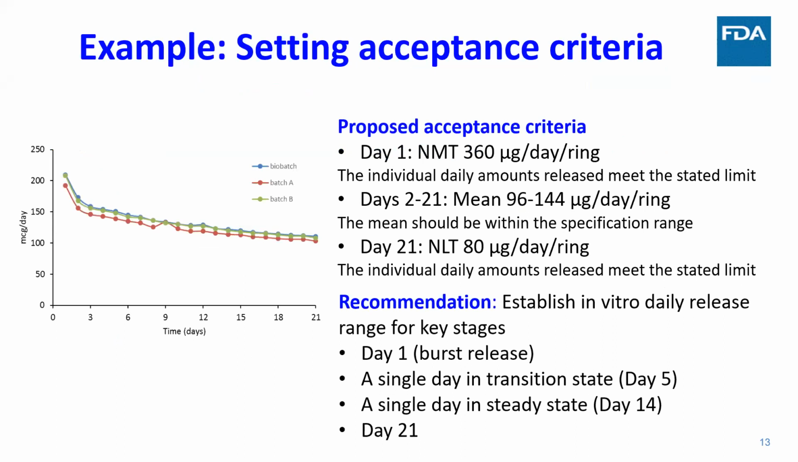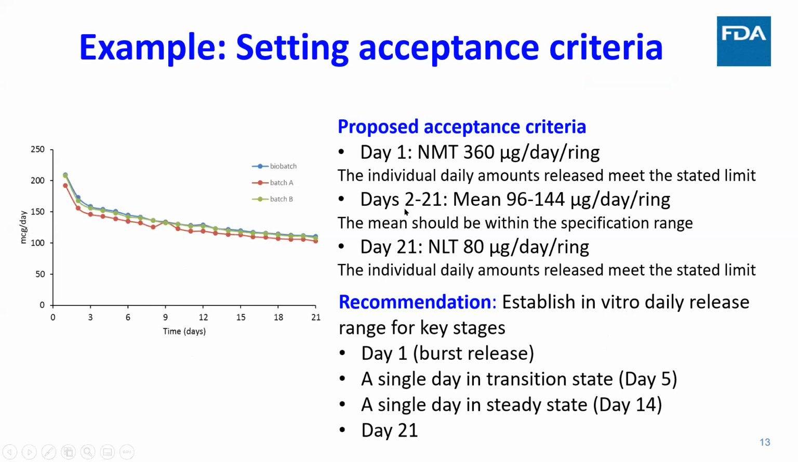Here is an example of properly setting acceptance criteria for intravaginal rings. So this is the in vitro profile of a bio batch in blue and 2 exhibit batches. Again, the vertical axis is the rate of release expressed here as microgram per day. And the horizontal axis is time in days, and the drug is released for 21 days.